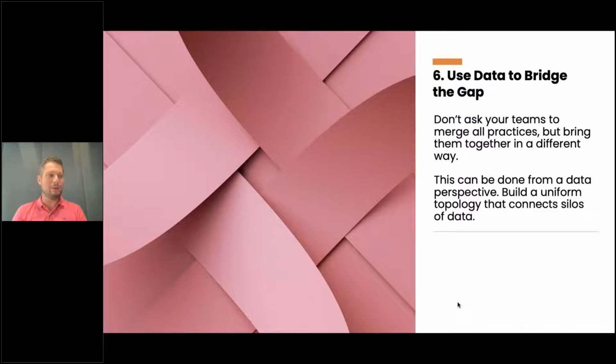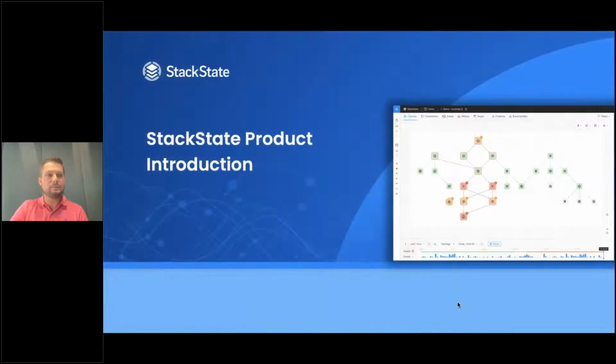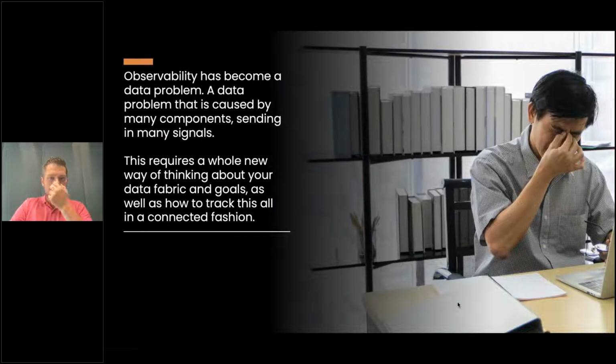And with that, I'm handing over to... no, I'm actually not handing over. There are two more slides. Sorry for that. Let's take a close look. Two more statements to summarize. As mentioned, observability has become a data problem because there are so many components creating so much data. How do you keep track of it? We think, and that's what we will see, that you need a whole new way of thinking about how to bring the components together and set clear goals to start tracking this.